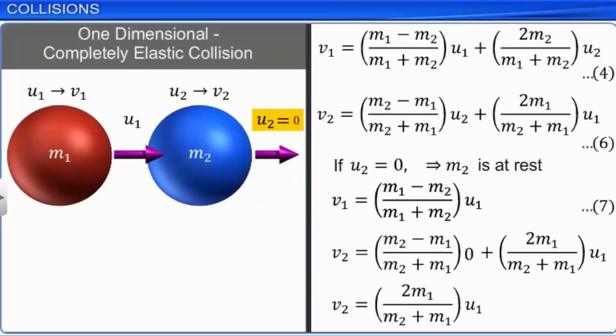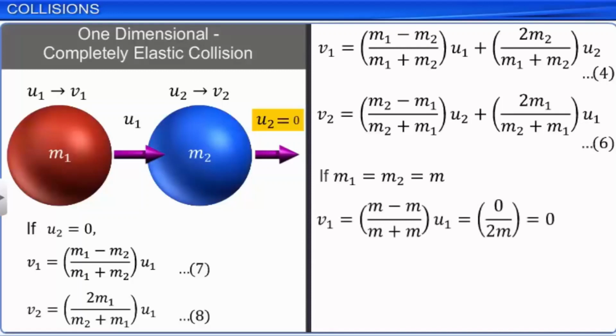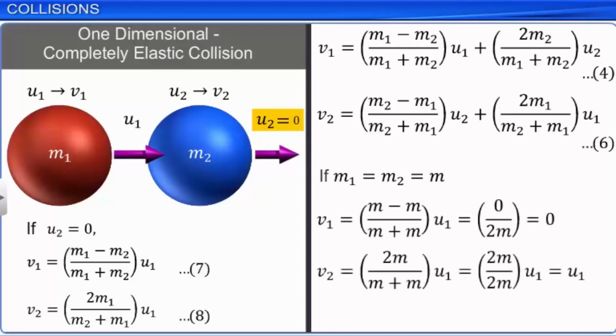Moreover, in this case, if m1 is equal to m2, say equal to m, then we get v1 is equal to 0 and also v2 equal to u1. Thus, we see that the two bodies exchange their velocities after the collision.